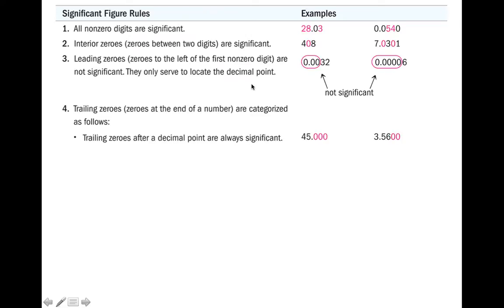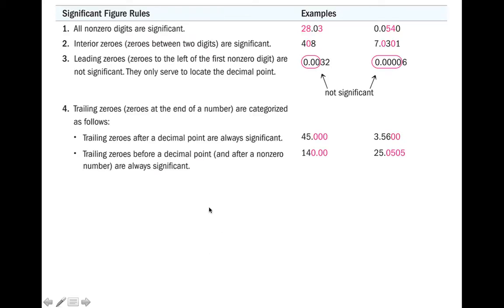Okay, what about trailing zeros? Zeros at the end of a number are categorized as follows. Trailing zeros after the decimal point are always significant, right? Because that's how much confidence we have in the number. So those 3 are all significant, and these 2 are significant because they're after the decimal point. Trailing zeros are zeros after the decimal. They're trailing other significant figures, and they're after the decimal point.